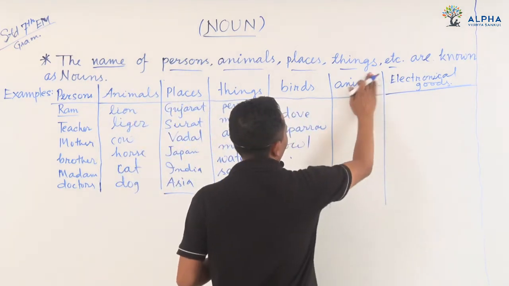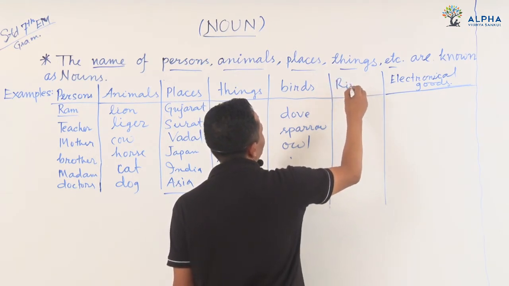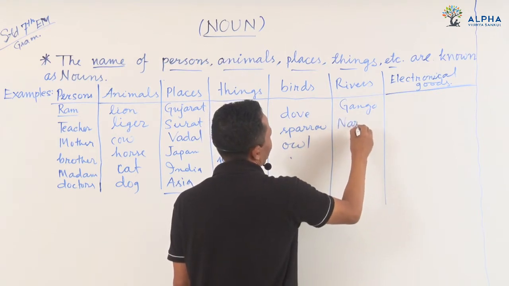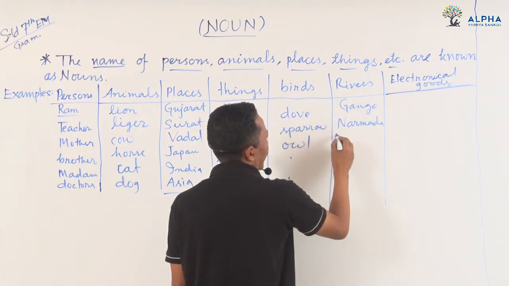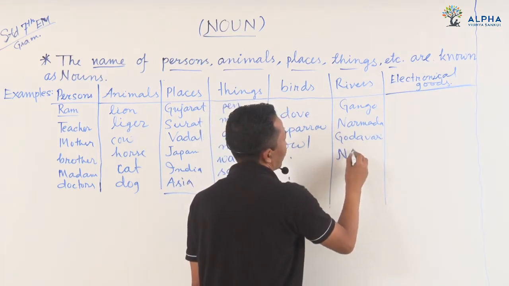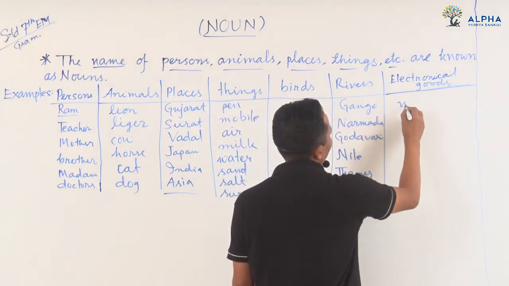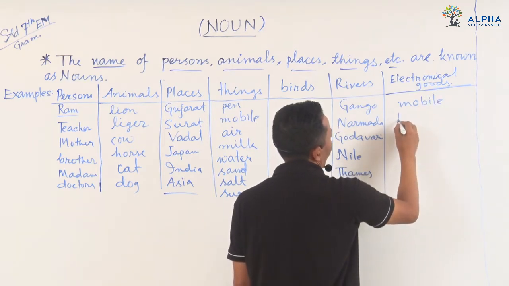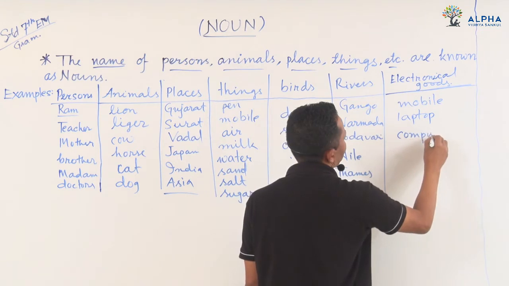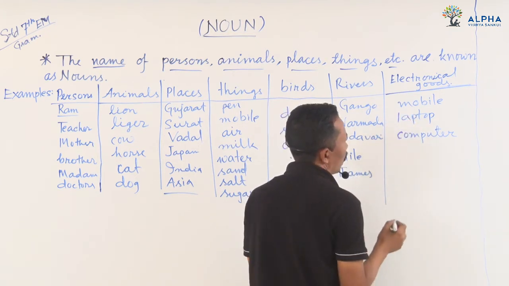Here animals also. I can write here rivers. If we take the river's name, you can say Ganga, Narmada, and Godavari. Then Nile River, Thames River, and electronic goods, mobile, laptop, computer. See here mobile, laptop, computer.